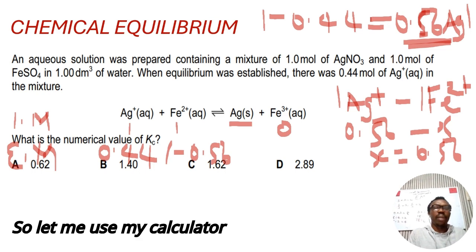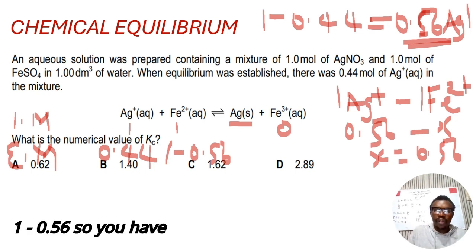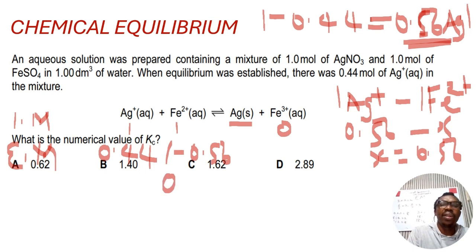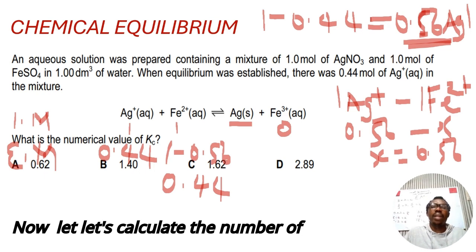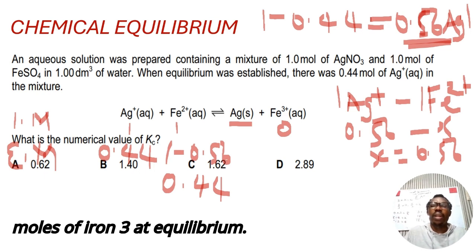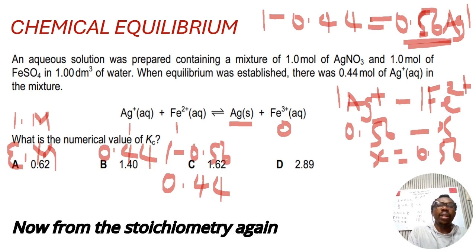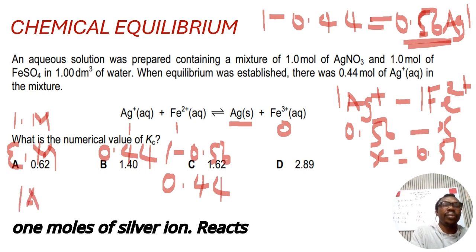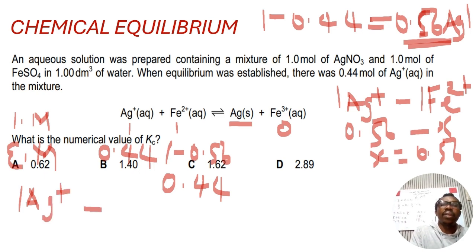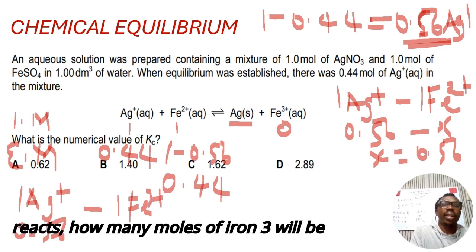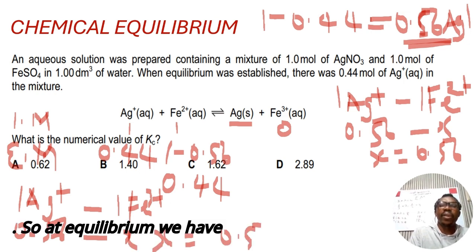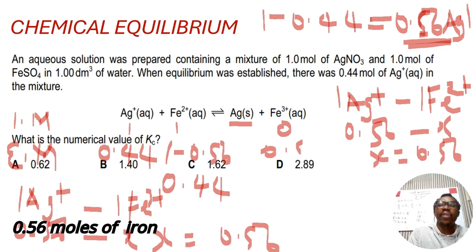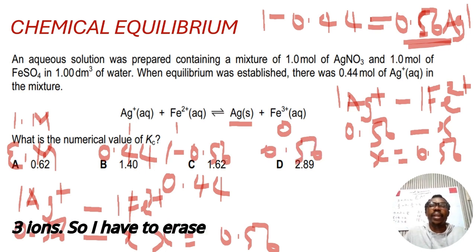0.56. So let me use my calculator. 1 minus 0.56, so you have 0.44. 0.44 moles of Fe2+ is left. Now let's calculate the number of moles of Fe3+ at equilibrium. Now, from the stoichiometry again, 1 mole of silver ion reacts, 1 mole of Fe3+ is formed. So when 0.56 moles of silver ion reacts, how many moles of Fe3+ will be formed? X is equal to what? 0.56. So at equilibrium, we'll have 0.56 moles of Fe3+ ions.